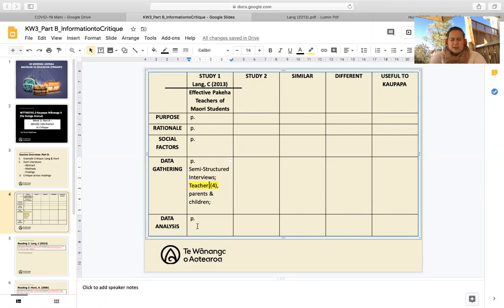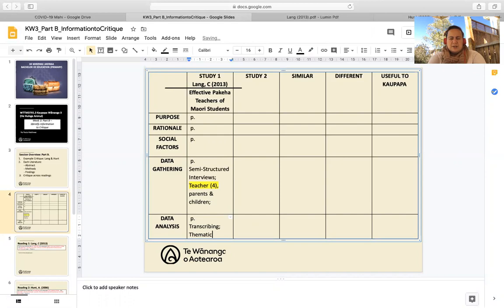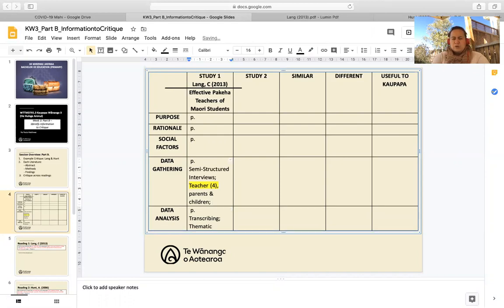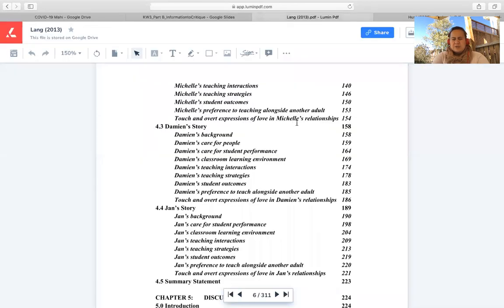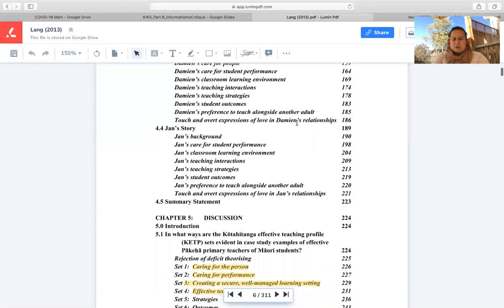So data analysis, again, I think what she is transcribing, and I think it was thematic. But again, that's what you need to go through. So knowing what to look for, or what you're looking for to finding, is really important to understand in the research as well. So again, you just go through.